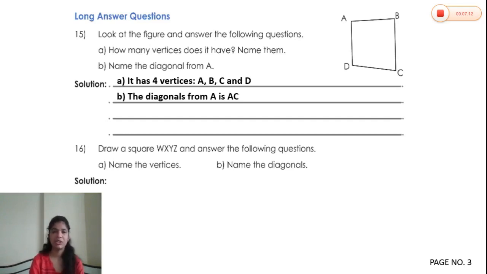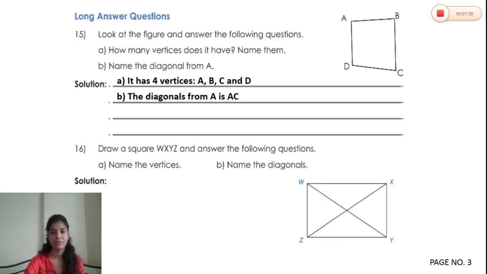Now see question number 16. Draw a square WXYZ and answer the following questions. Students, in that we have to draw a square and name it WXYZ. So let us draw the square first. Here you can see. Now we have to answer the following questions.